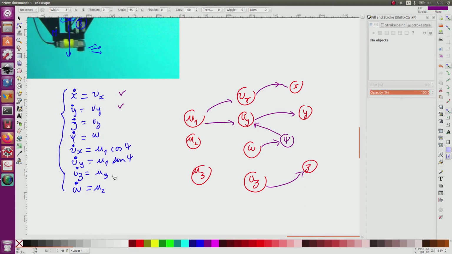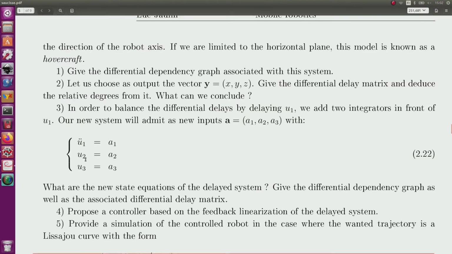And omega dot equals u2 and Vz dot equals u3. So it is the differential dependency graph of our underwater robot. From this, we are able to draw the differential delay matrix. It corresponds to question number 2 of the problem.